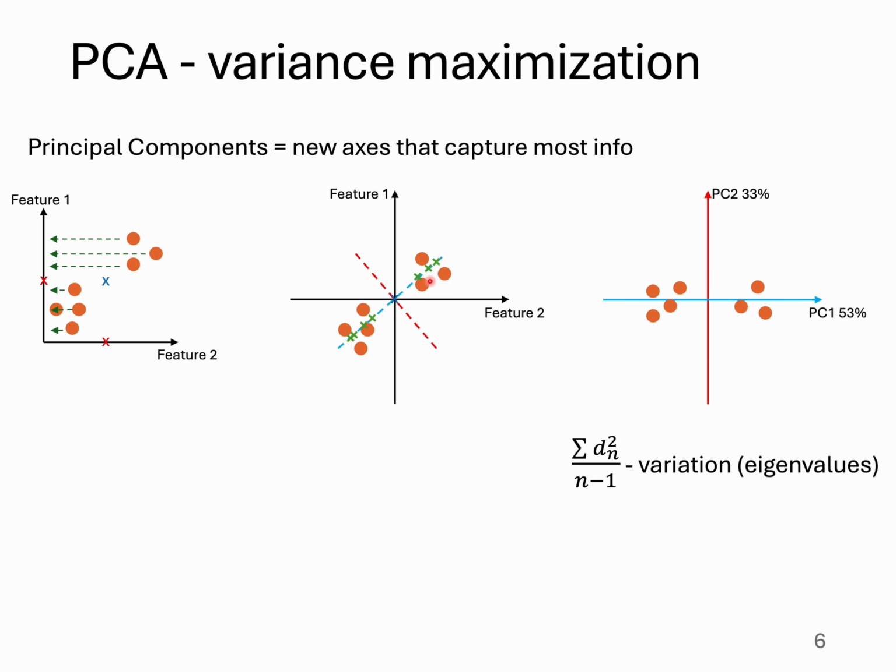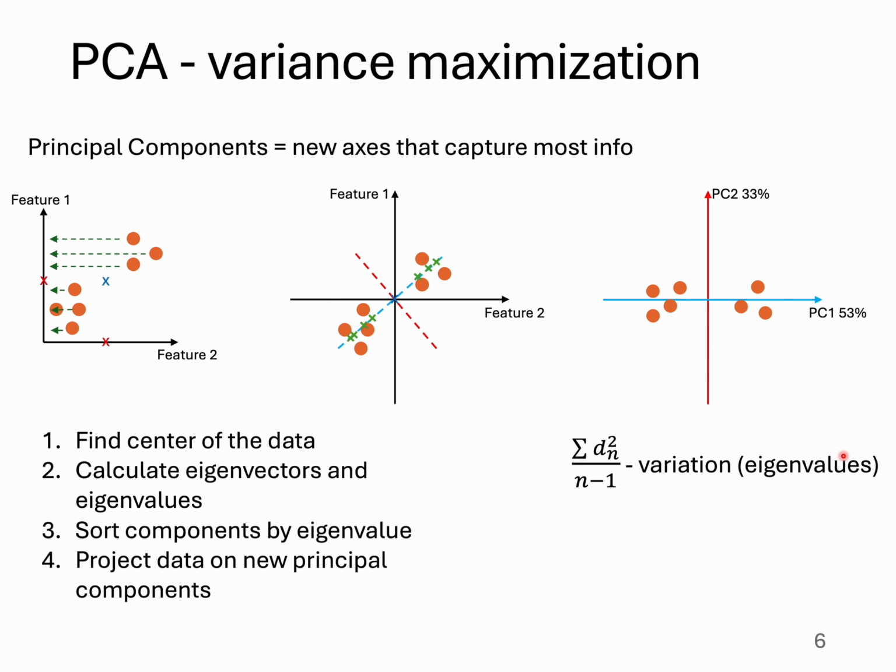In short, we can say that PCA is variance maximization, and here is the formula for the variance or eigenvalues, and here are also the short steps of what we have done. We find the center of the data, we calculate eigenvectors. This principal component is also called an eigenvector. So we find eigenvectors, we find the eigenvalues, we sort components by eigenvalues. Our first principal component will be the one with the maximum variance, and we project our data on the new components.